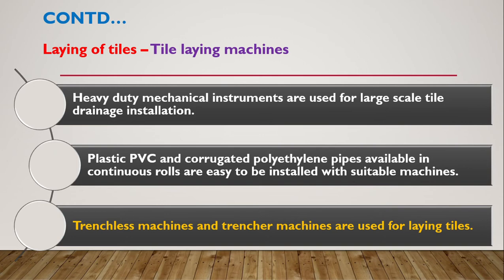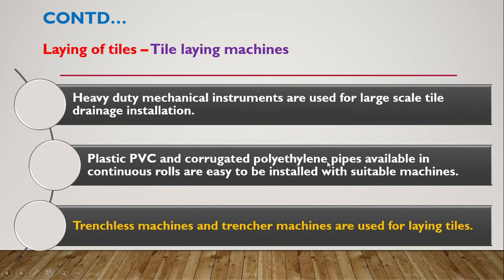Now tile laying is done by using machines, and when we have to construct a large drainage system, everything cannot be done mechanically. Okay, tile hook cannot be used for laying all the tiles. So sometimes we will use machines. There are mainly two types of machines. One is trenchless machine and the trencher machine.